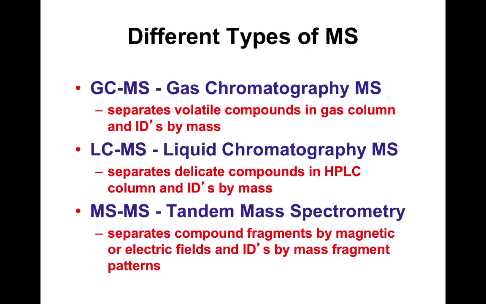We link mass spectrometers to different chromatographic systems. Gas chromatography and a mass spec is GCMS. It separates volatile compounds, or volatilized derivatized compounds, in a gas column and identifies them by mass. LCMS, which most of you have done, separates more delicate compounds by HPLC or UPLC. Then MS is often used as another tool, almost as a separation tool, where you separate first by mass, and then you fragment the parent ion into smaller fragments. By looking at those smaller fragments, you can identify a compound.